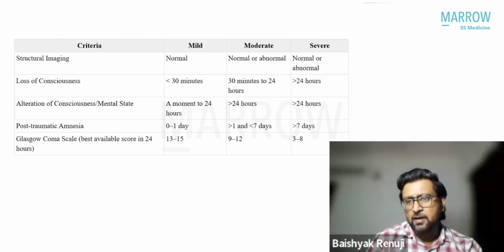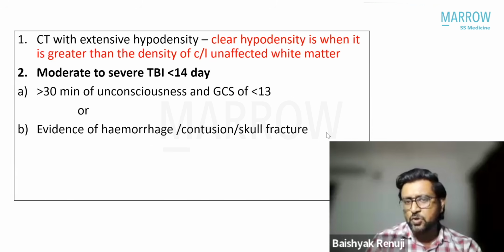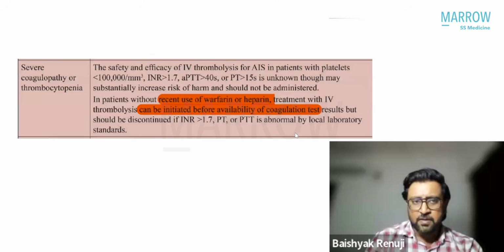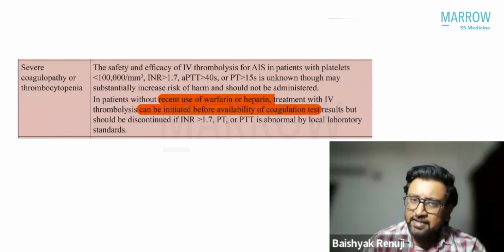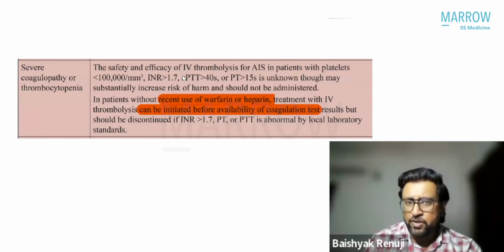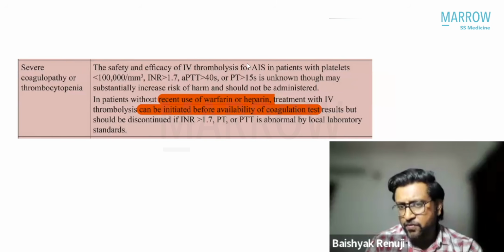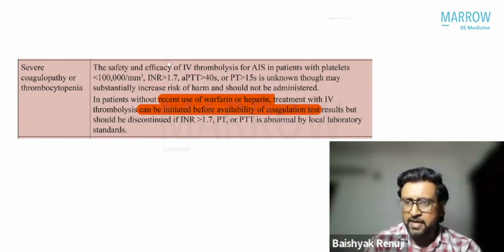And any hemorrhage, contusions, or skull fracture. Again, on coagulopathy, what they are telling is almost the same. INR more than 1.7, APTT more than 40, PT more than 15. Again, practically don't go by PT more than 15. What happens is each lab, depending upon the solvent they use, this may change. So always look at the INR, it is a better thing to look at. The standard value may differ.